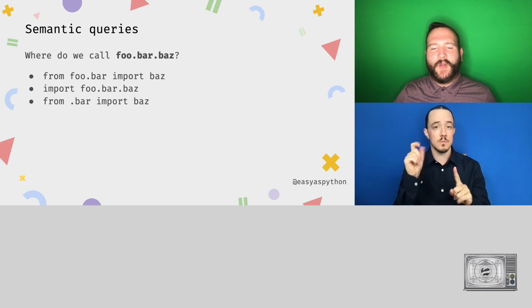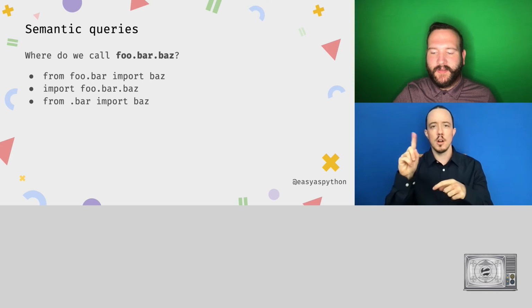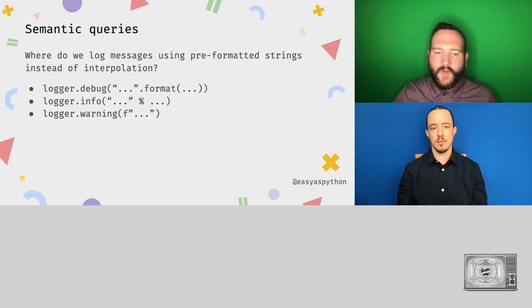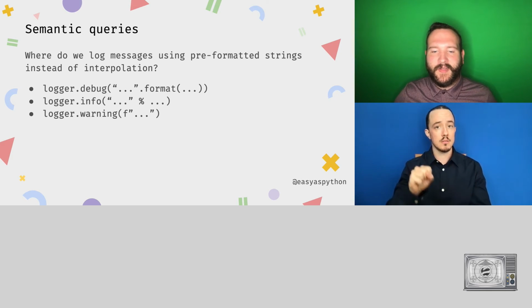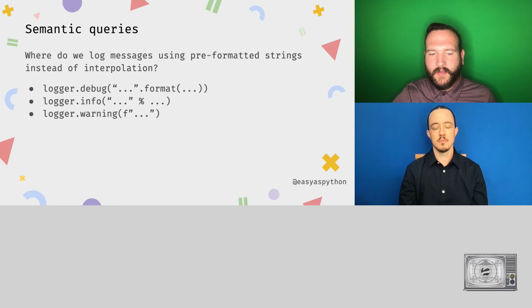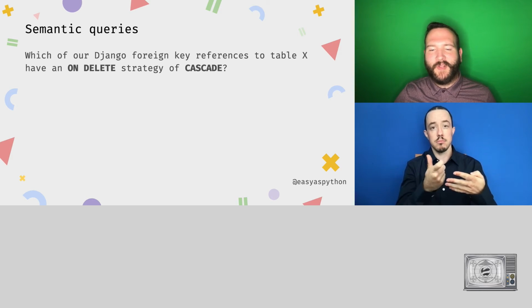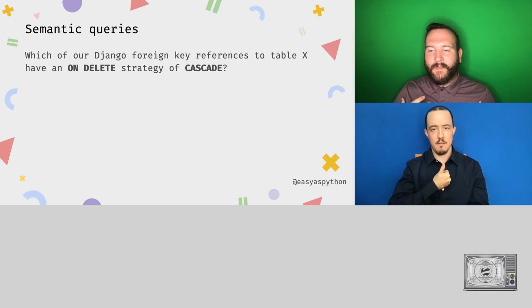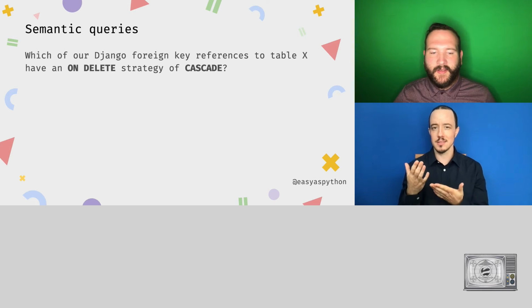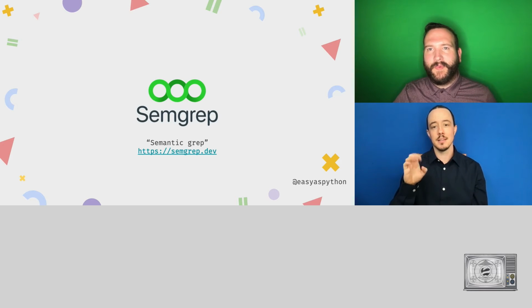Semantic querying helps us answer questions like, where does this function get used, considering any of the ways that it might be imported and referenced? Where do we use pre-formatted strings in our logs, in any of the ways that you might format a Python string? Which of our Django database tables might lose records when we delete a record from table X? These are the kinds of questions that we often ask ourselves during development, but that we rarely ask the computer to tell us. Tools have really started to make this possible. Semgrep, which I have to assume is short for semantic grep, is one such tool in this space.